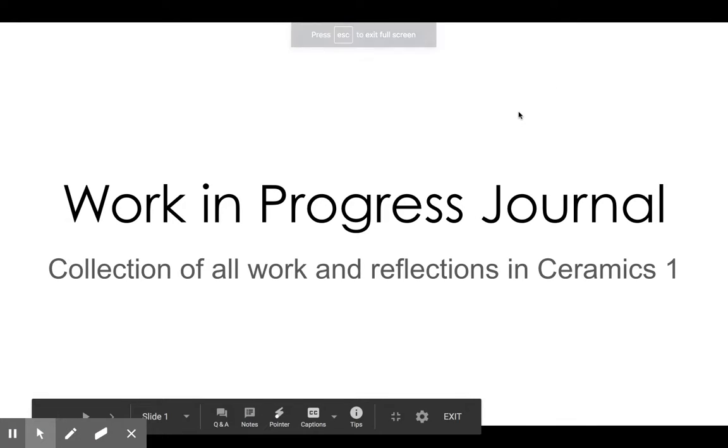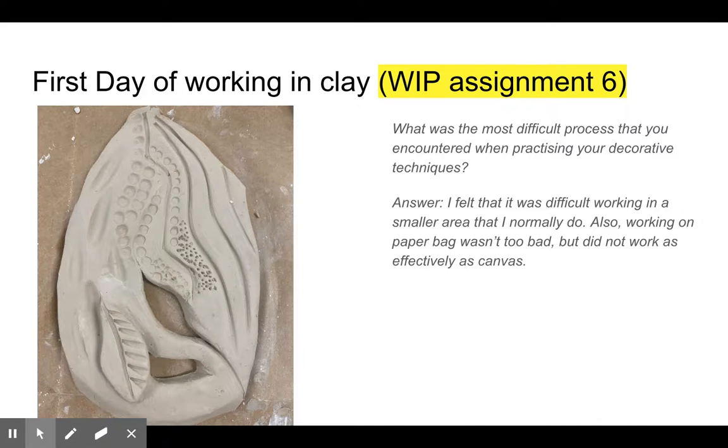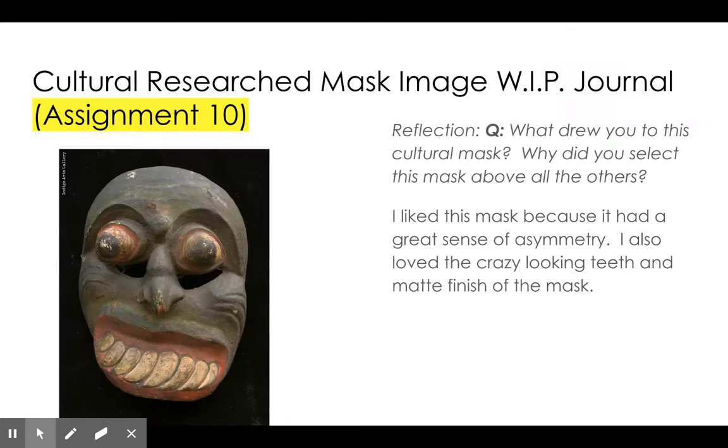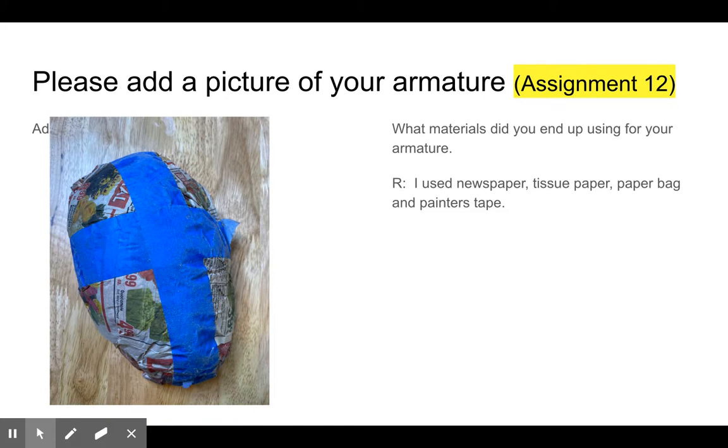You'll start with your title page, Work in Progress Journal, collection of all work and reflections in Ceramics 1. This really started with your assignment 6. If you go into Google Classroom and look up WIP assignment 6, it has that title page. So you'll do 6, then you'll go to 9, which is your psychological me drawing. Our next one will be 10, which is your research mask picture. Then 11, which is your hybrid sketch. Then assignment 12, which is the picture of your armature.